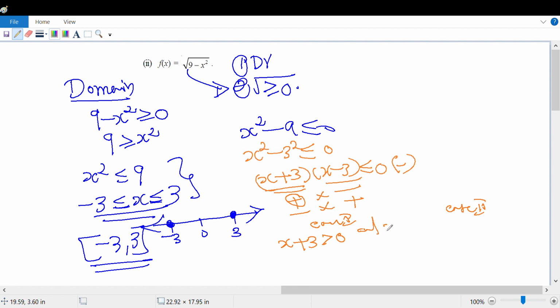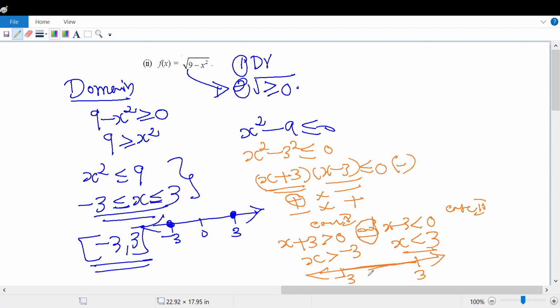And the second case will be x minus 3 less than 0. So if you consider here, this will be x greater than minus 3 and this will be x less than 3. So here, by connecting these two, x values are below 3 and x values are above minus 3. So definitely if you draw a number line, it will be clear from here. X values are above minus 3 and x values are below 3. Definitely we will get this inside portion.